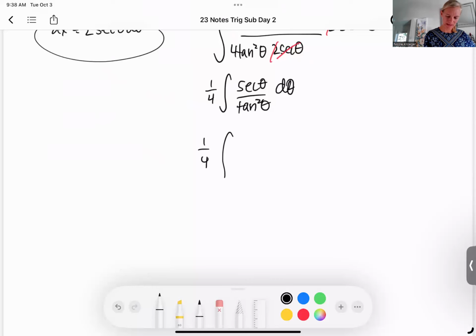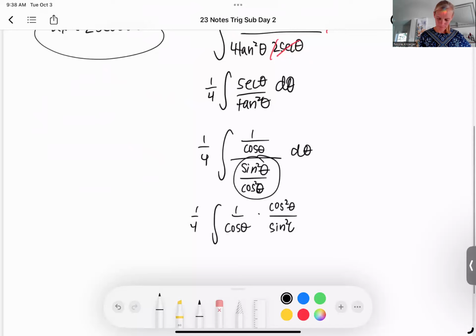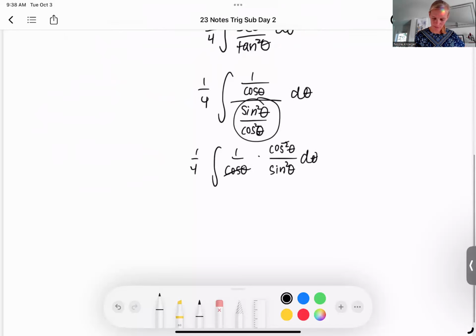So secant is 1 over cosine theta. Tangent is sine over cosine. So tangent squared will be sine squared over cosine squared. And now this is 1 over cosine, and we flip this fraction. So we get cosine squared theta over sine squared theta. We notice that one of the cosines cancels out.